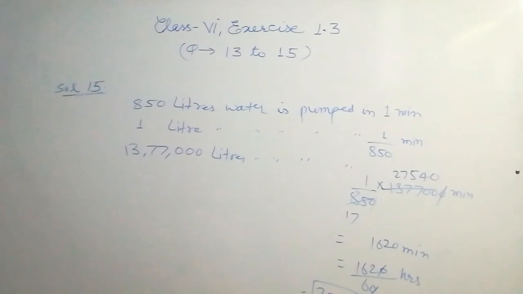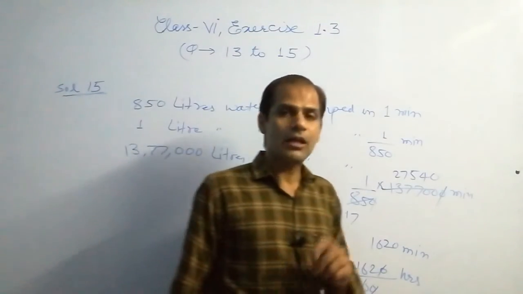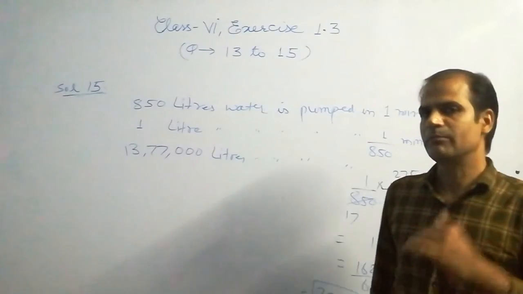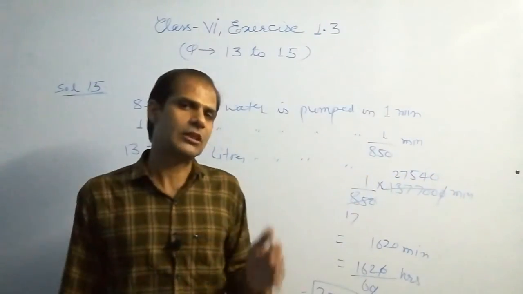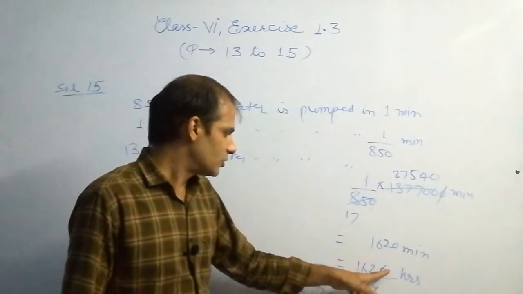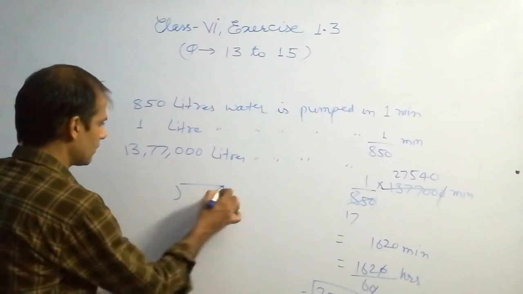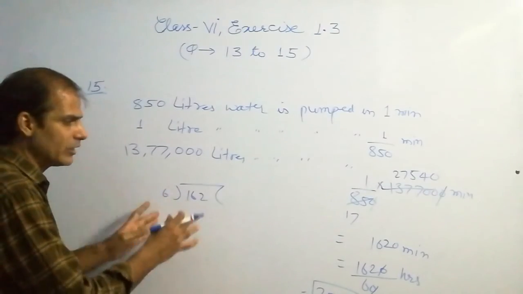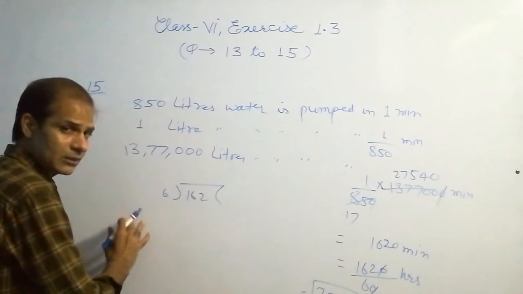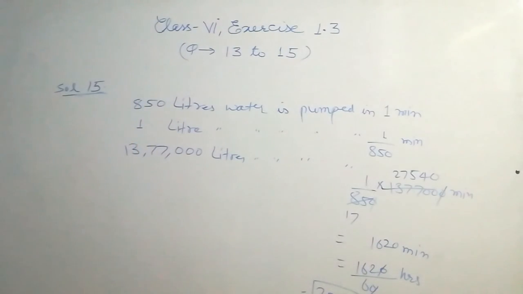So students, the answer is 27 hours. Again, I want to remind you something. If you convert hours into minutes, multiply by 60, and if you convert minutes into hours, just divide by 60. So zeros are cancelled and you can perform division in rough notebook in this way. 162 divided by 6. So no need to show the division, it should be a rough work. Then write the answer here. So students, this is the answer, 27 hours.